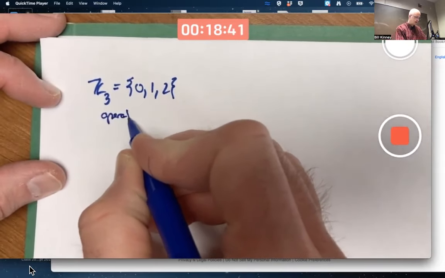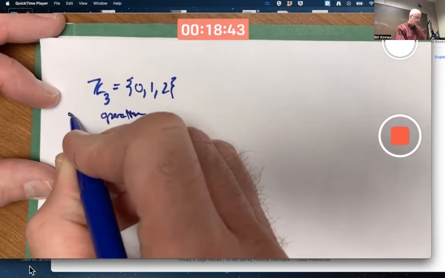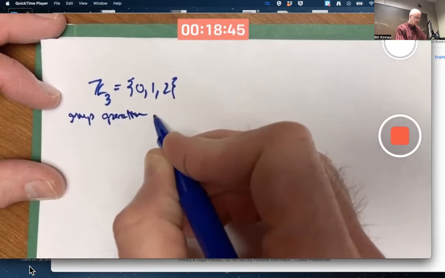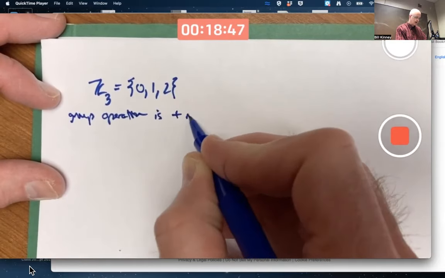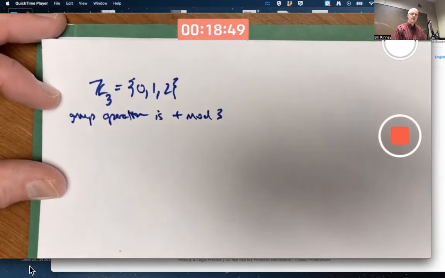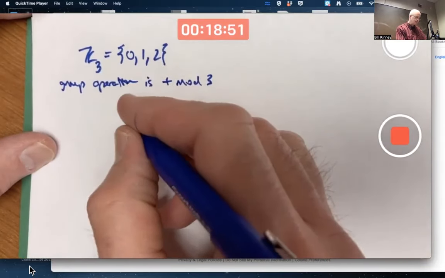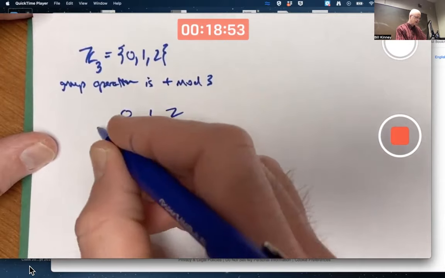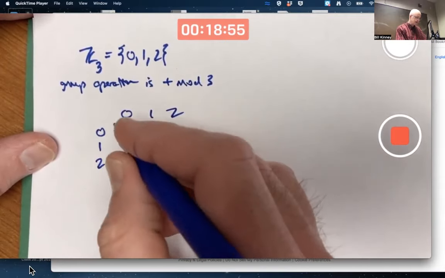The group operation is addition mod 3. The Cayley table will have 0, 1, and 2 across the top and 0, 1, and 2 down the side.